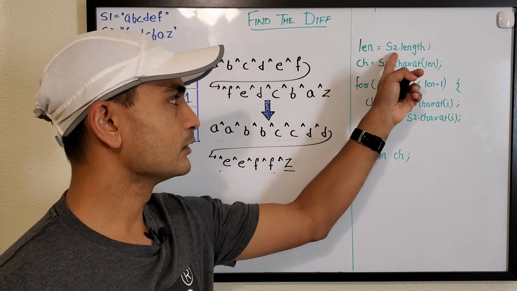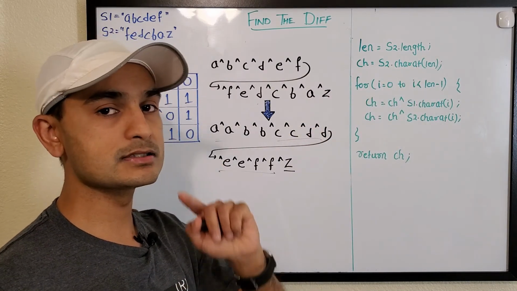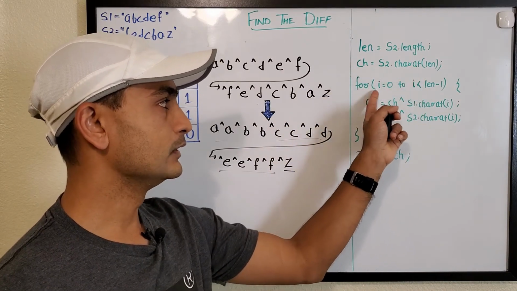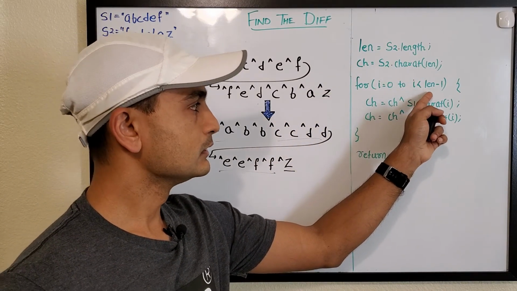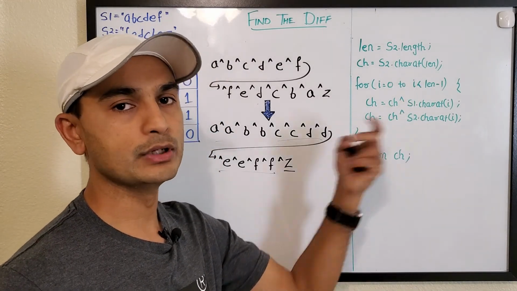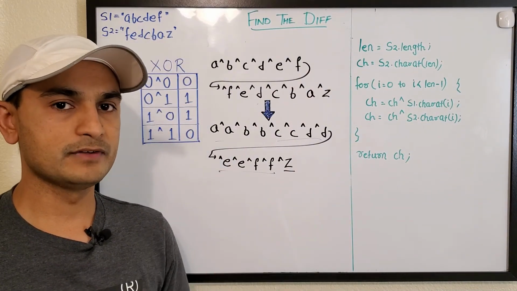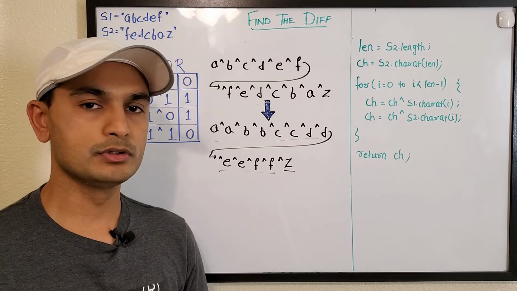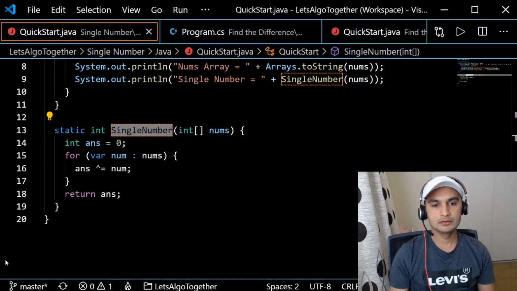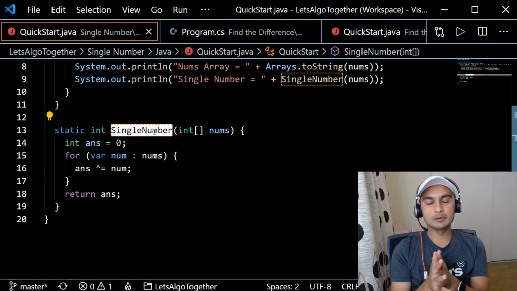We are taking the length of s2 and then taking that character. Remember that s2's length is 1 greater than s1. So we just take that extra character and then loop through the length of the string, take characters from both the strings, do XOR, and then return the ch. So there you go. Now final step, let's go to the computer and run the code and just confirm that everything works. Okay guys, this is our short and sweet code for the single number problem.